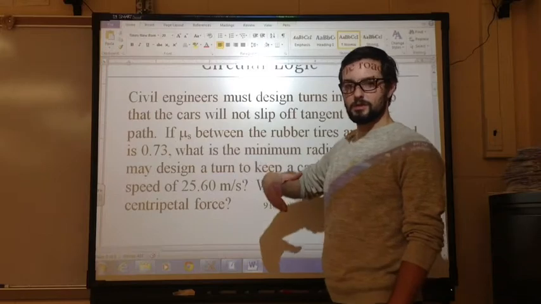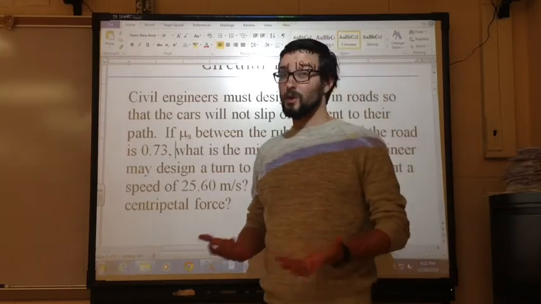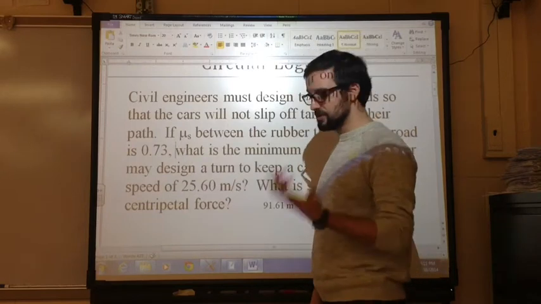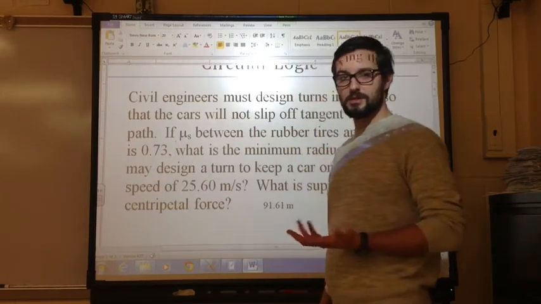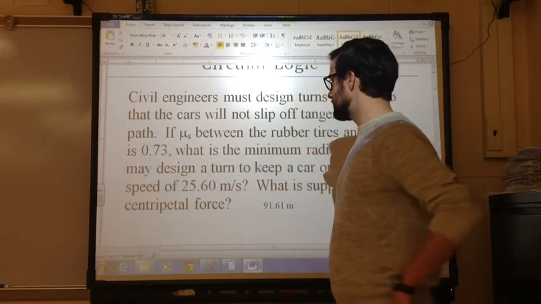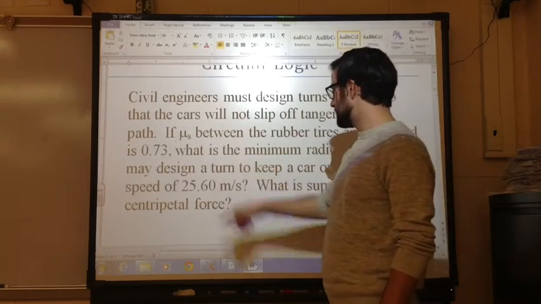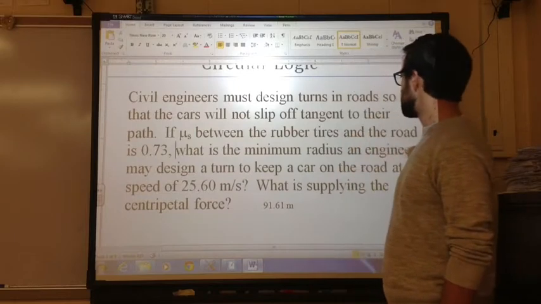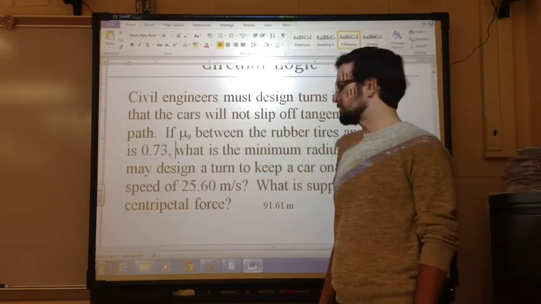As tires roll along the surface of the ground, they don't slide, hopefully. Drive safe. So it's the static friction, not because it's a mistake, even though it's in motion, it's the static friction because the tires aren't sliding against the surface of the road. So we're given that, and we're given the velocity, which is a really fast 25.6 meters per second. Don't drive in circles at that kind of a speed.